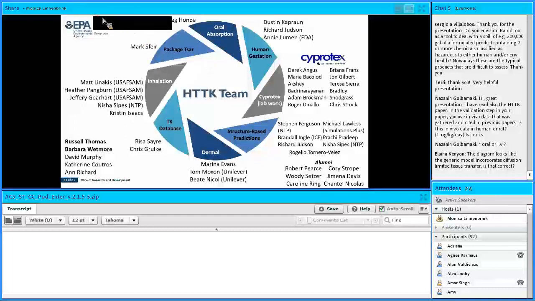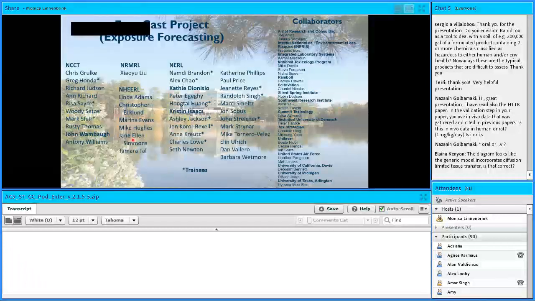So I just want to, again, thank all the people working. Mark Spear joined the group this year, actually waited out a shutdown to join the group and help out, doing all things HTTK. Greg Honda's currently working on oral absorption. He's worked on lots of other projects. We have a human gestation group. Sciome has done endless measurement for us and really put up with us. The structure-based predictions group involves a lot of different people. There's a dermal modeling group, a TK database group, and an inhalation group. A lot of that work is happening at the U.S. Air Force School of Aerospace Medicine. And I do want to thank my longtime collaborators, Rusty Thomas, Barbara Wetmore, and then Dave Murphy, Kathy Koutros, and Ann Richard for getting all the chemicals everywhere.